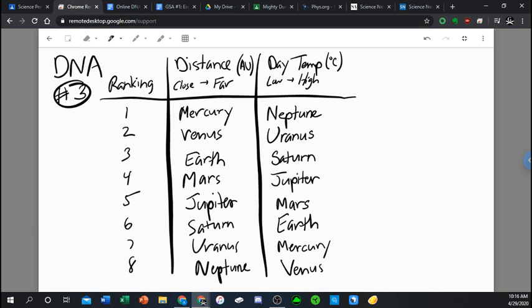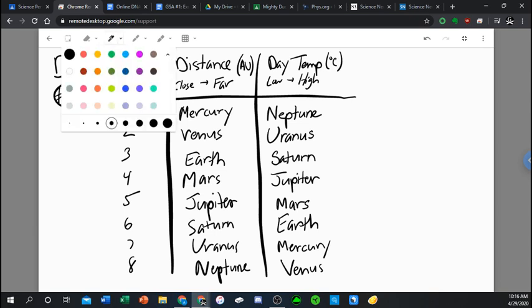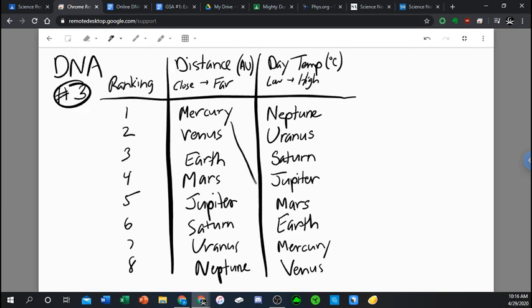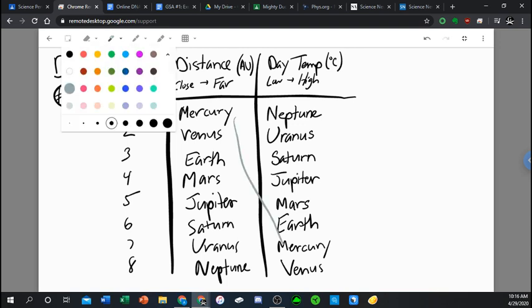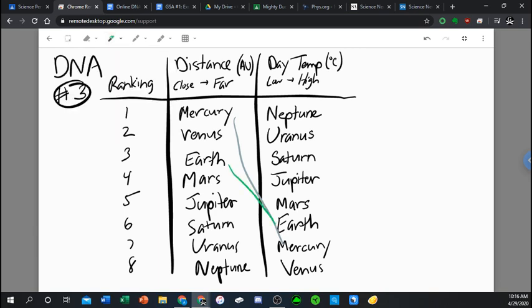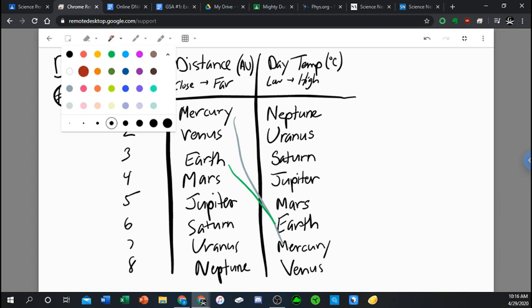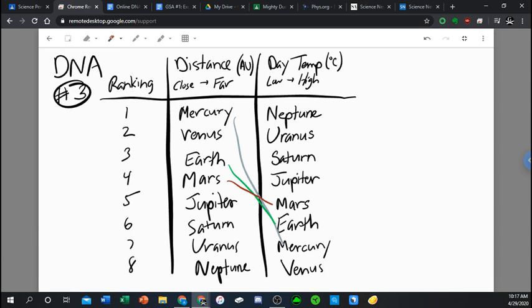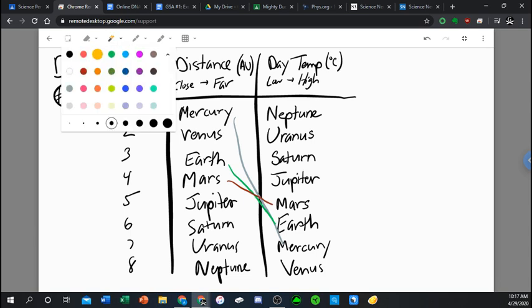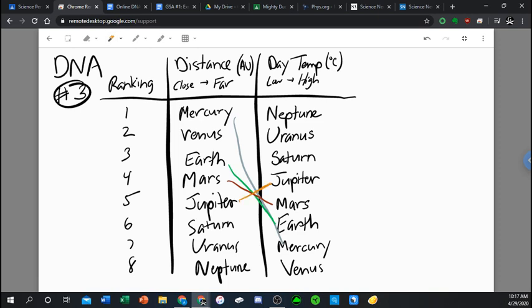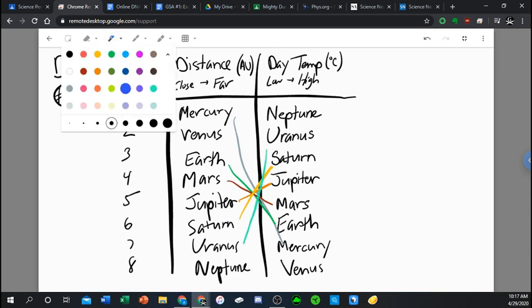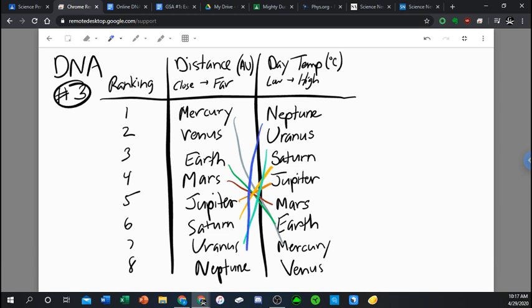What you can determine, if we kind of connect the dots again, like we did yesterday: Mercury. I'm going to skip Venus. Earth. Mars. Jupiter. Saturn. Uranus, and then at the end, Neptune. So they're perfectly flipped.